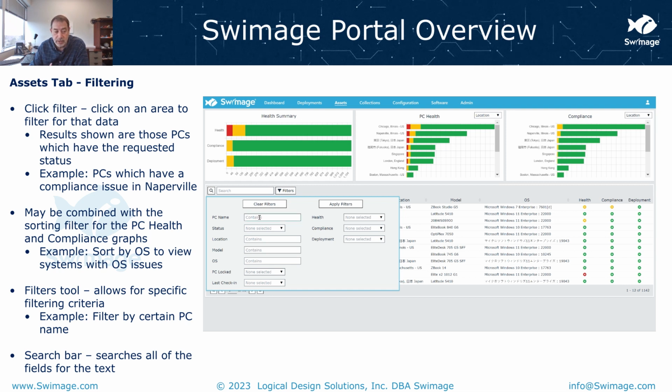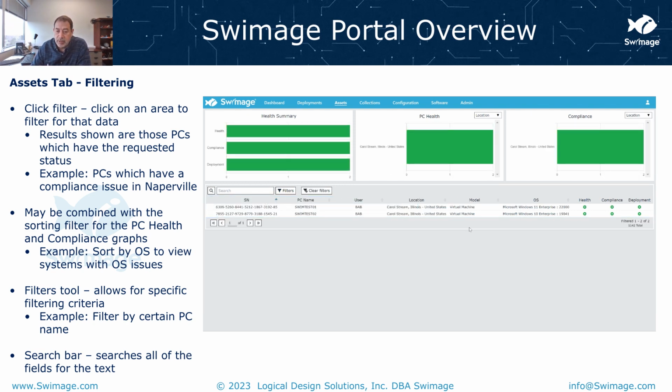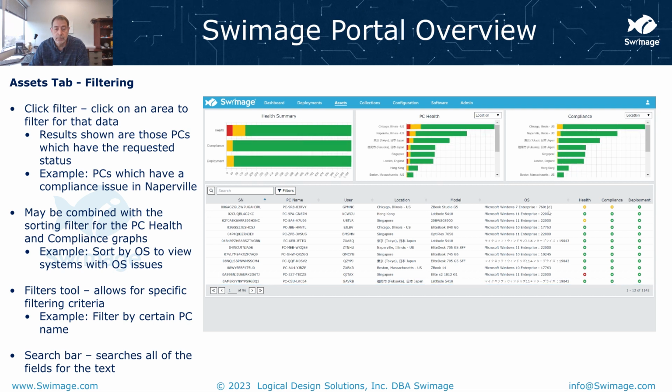So for instance, if I wanted to look up systems with a certain name, we can apply a filter for that, and you see it quickly breaks it down into that category so that we can actually see specific machines if I'm looking for anything specific. Again, we can just clear those filters and start from scratch.